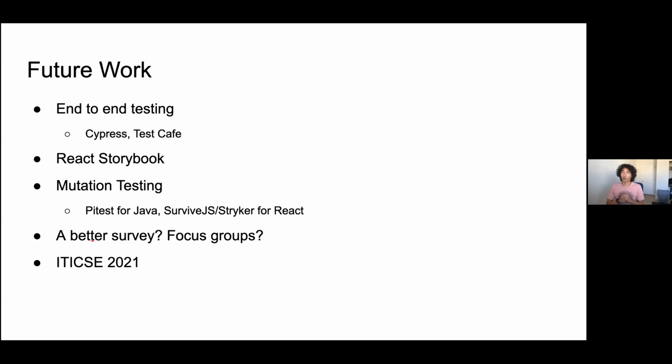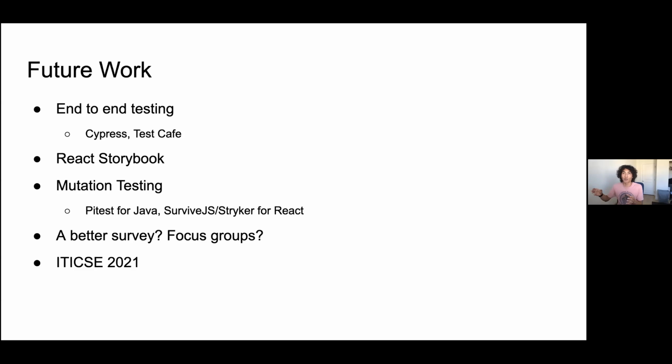Finally, we get here to future work. One of the big holes in our testing framework at the moment is a lack of end-to-end testing. And this is where we would introduce technologies such as Cypress and Test Cafe. This was a particularly big issue because a lot of times we had a lot of unit testing. The frameworks we've introduced are very good at writing unit tests and small integration tests, but they tended to suffer when you actually were looking for full end-to-end functionality.